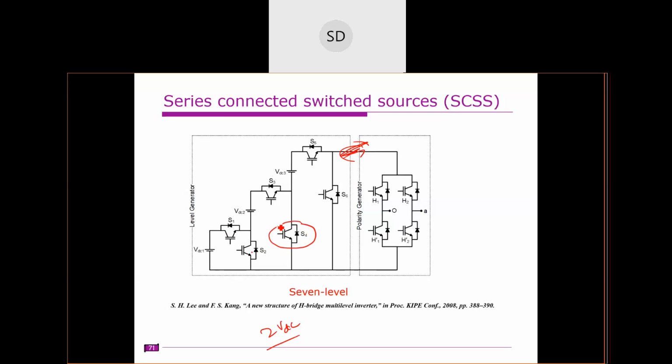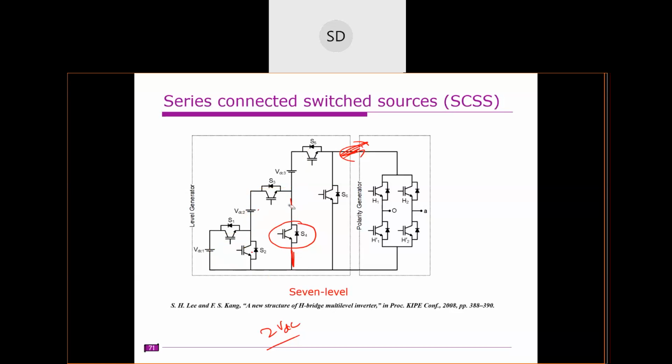So what is the blocking voltage of this S4? It is VDC1 plus VDC2. If it is operated like this, this point is clamped here and this point is also connected here, right? That means two DC sources come into series. That means this is blocking the sum of two DC sources.